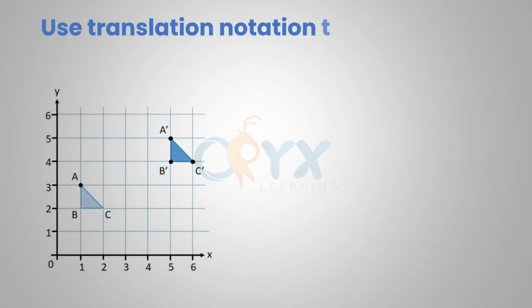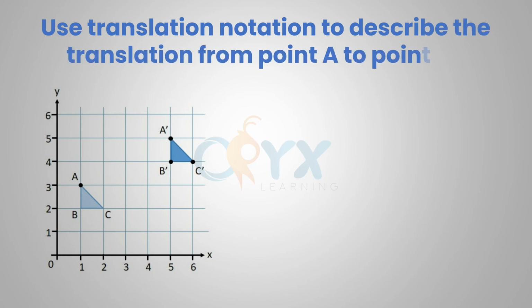Use translation notation to describe the translation from point A to point A prime. So we need to decide from point A how far to the right and how far up the object moved to get A prime. As we can see, from A to A prime, there's a horizontal shift 4 units to the right. The vertical shift from A to A prime is 2 units. The units to the right and in the upward direction are both positive, so that means we take the original figure plus 4 for the x, the horizontal change, and plus 2 for the y, the vertical change.